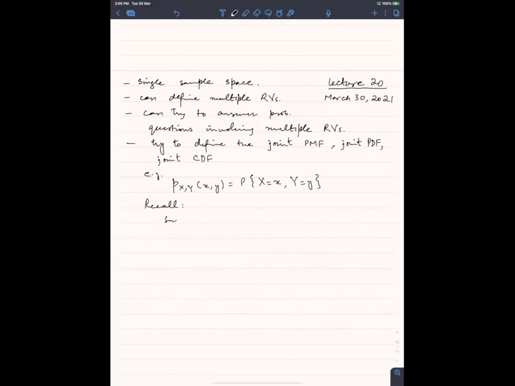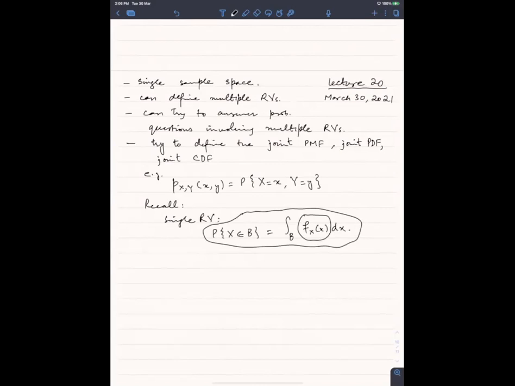Recall that for a single random variable, we had defined the PDF of a single random variable x. How did we define it? We defined it such that the probability that x belongs to the set B is given by the integral over the set B of some function. So we said that if there is a non-negative function f_X which satisfies this for all B, then we gave it the name PDF. This is what we defined for the case of a single random variable. For multiple random variables, it's a simple extension of that.